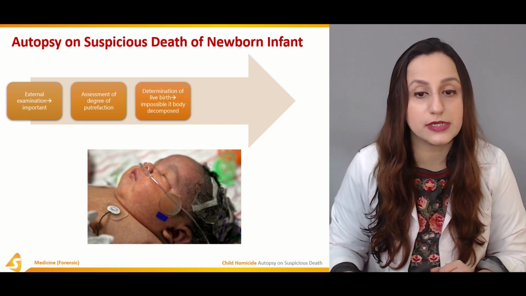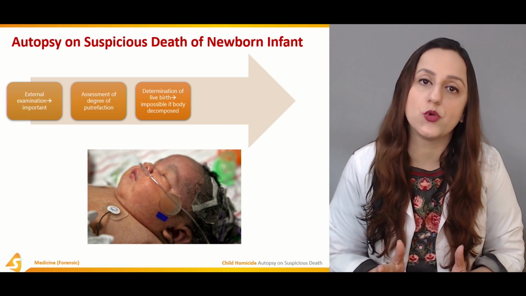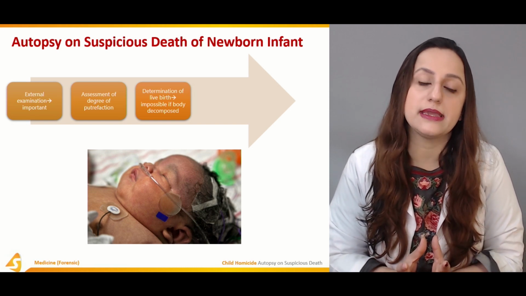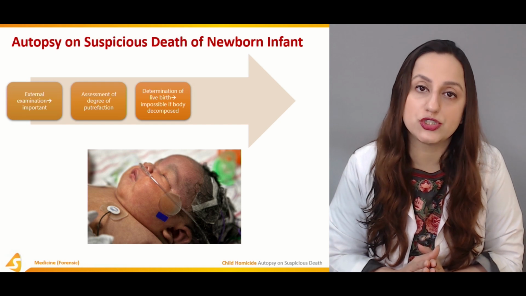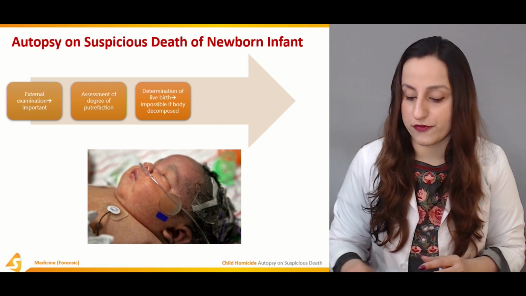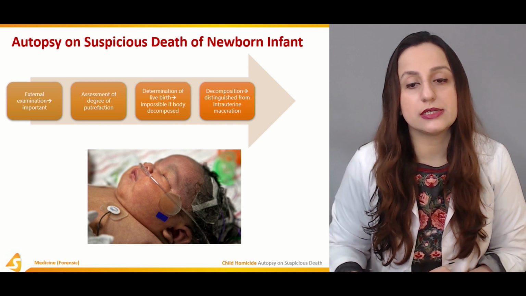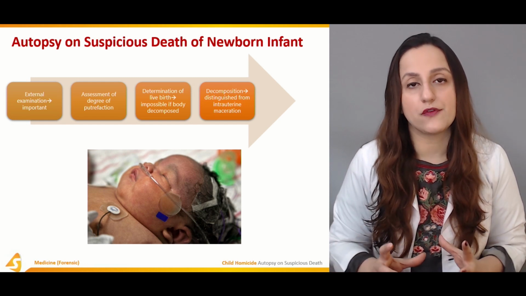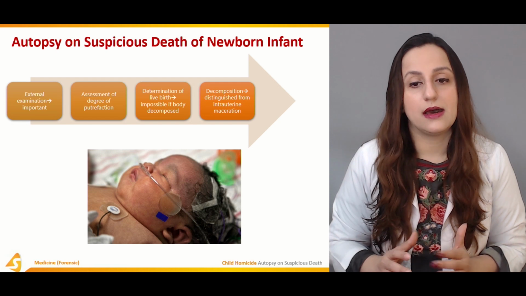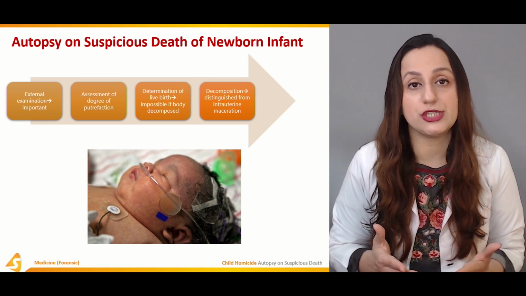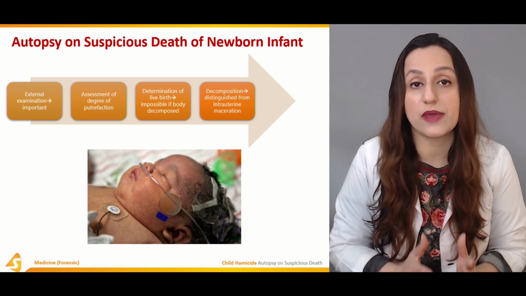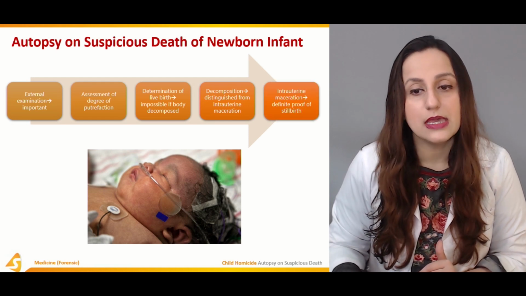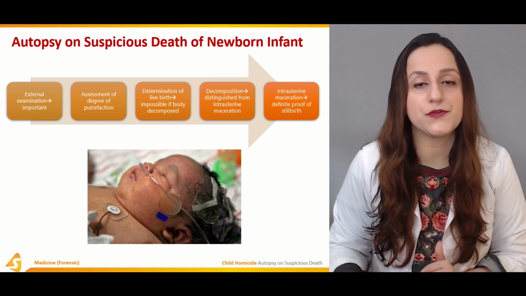The determination of live birth is impossible if the body is decomposed, because the maceration process is still being carried out and the decomposition states are progressing. So it's quite difficult for the pathologist to determine live birth over here. Decomposition has to be distinguished from intrauterine maceration, because it has similar signs to those present in an intrauterine death. So they have to be distinguished, whether it is the stage of decomposition or whether it was an intrauterine death. Intrauterine maceration is definitive proof of stillbirth.